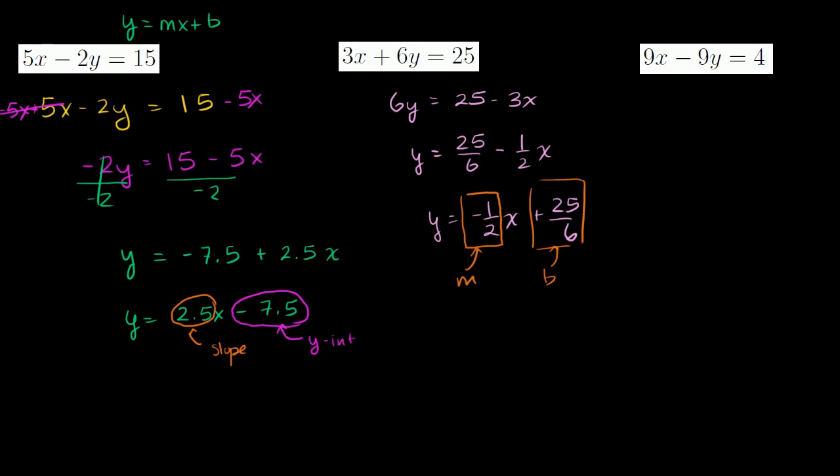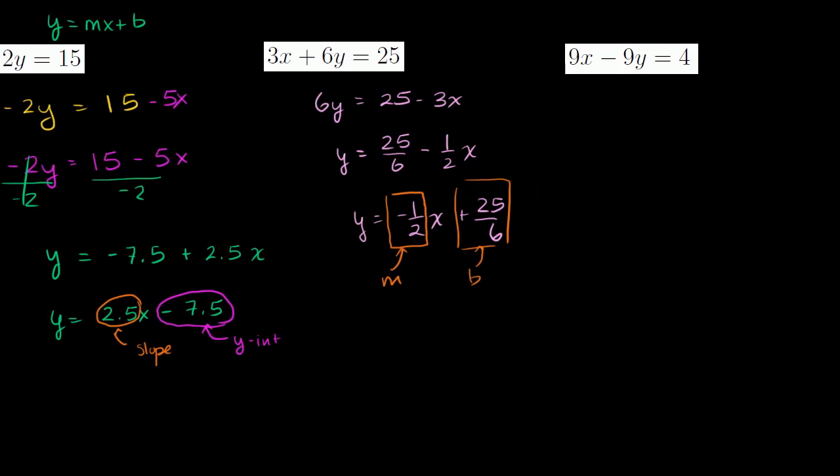Let's do one more of these. So we get 9x minus 9y is equal to 4. Just for fun, let's start off by dividing both sides of the equation by 9. You don't have to do it that way, but this is kind of a fun way to do it, because the coefficients here will immediately become 1. Actually, let's divide everything by negative 9, even better. I'm just doing this for fun.